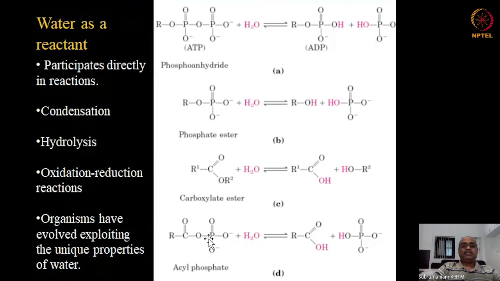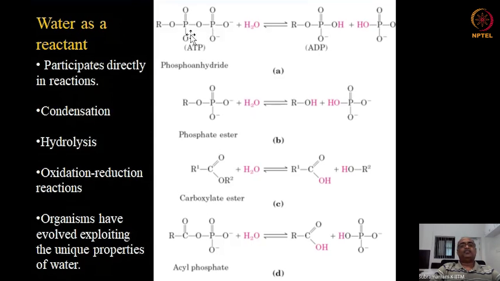So in addition to all this uniqueness that comes from the electronegativity of that oxygen atom in the water molecule, water actually participates in the reactions themselves. Okay, it is not just an enabling environment or enabling medium. This is also a reactant, okay, a substrate for an enzyme, and so on. So those examples are given here.